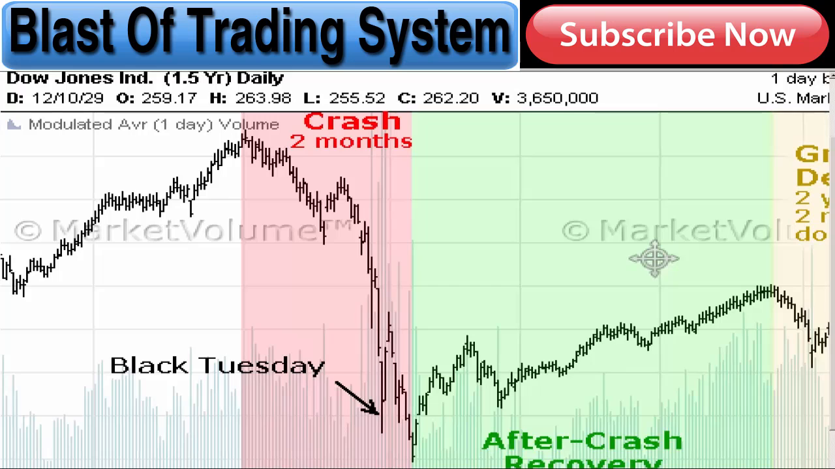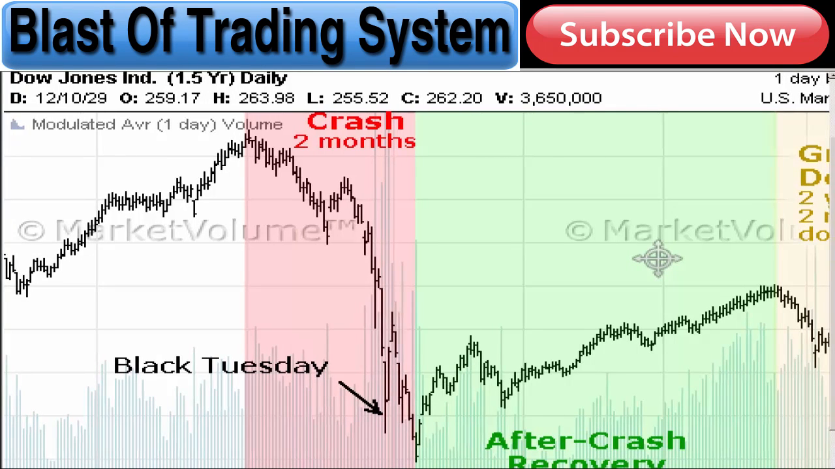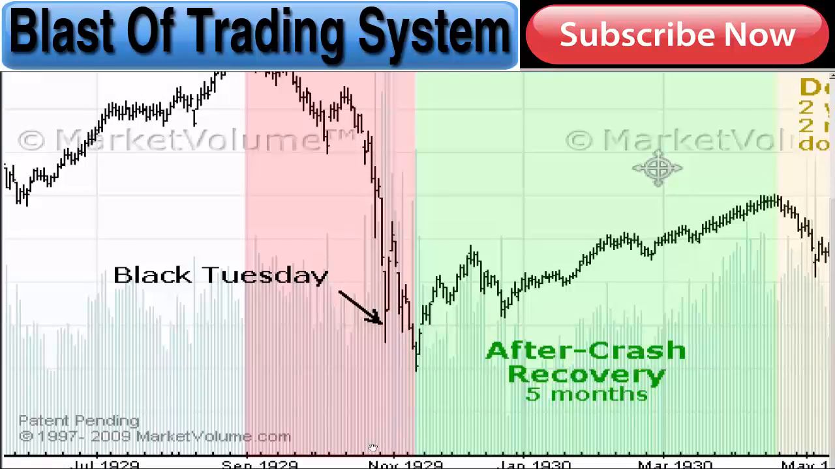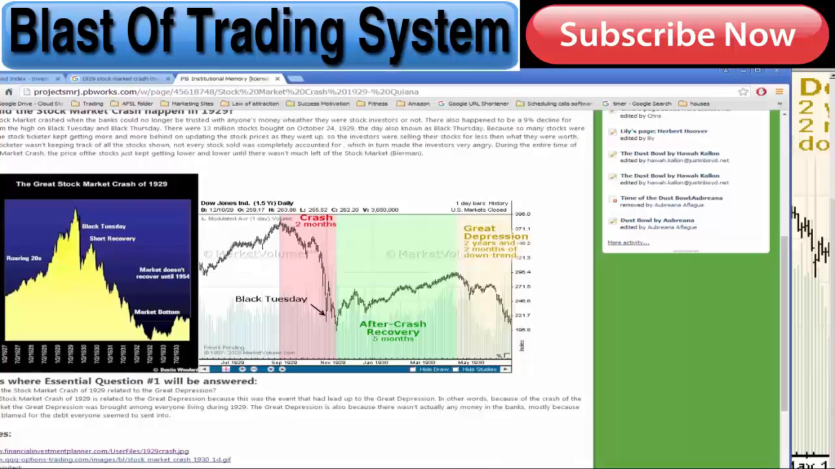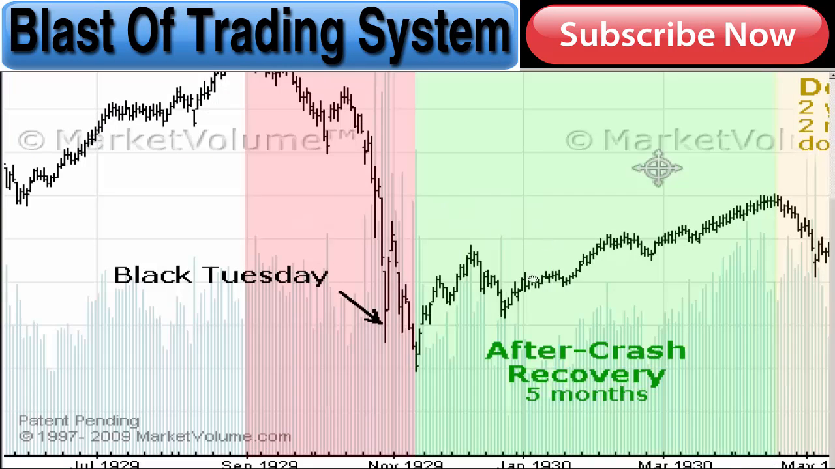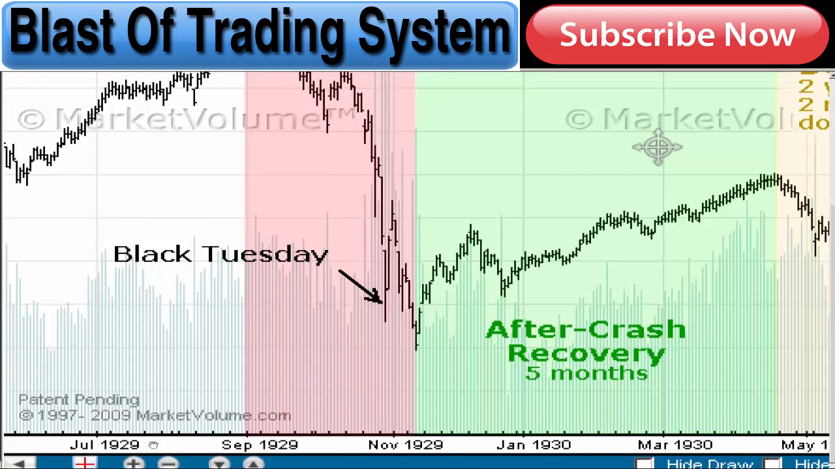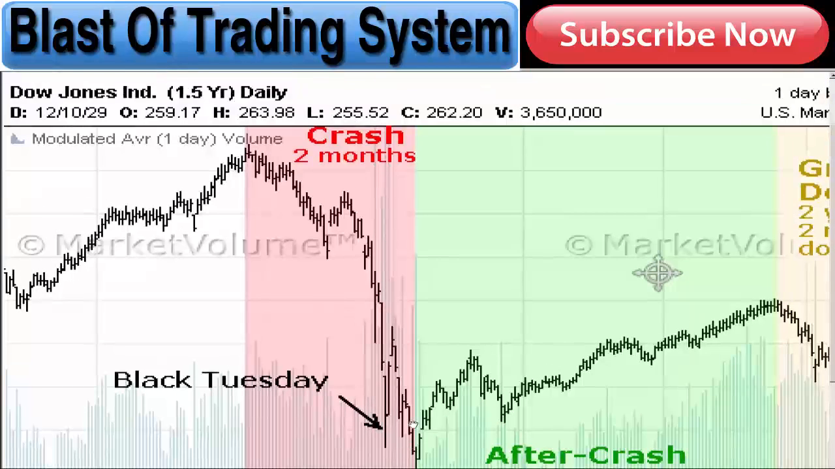I want to share this chart with you because this is the Dow Jones 1929. You can see the dates down the bottom here. That's where I got this screenshot from, just from Google Images. You can see July 1929, September, November 1929. So let's have a look at the pattern. Again, guys, this is where it really comes down to the peaks and troughs. It's as simple as that.